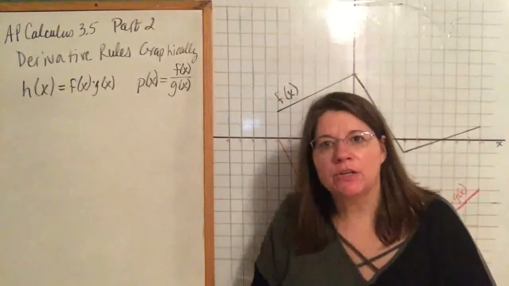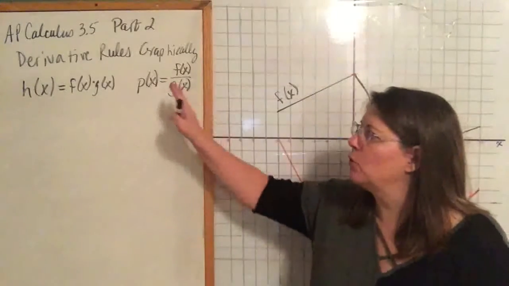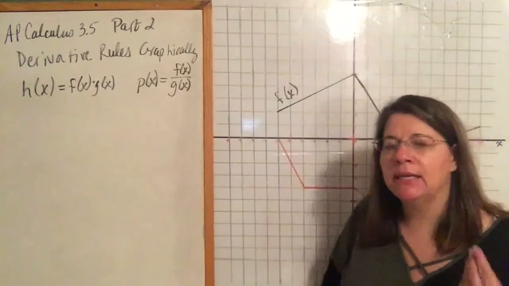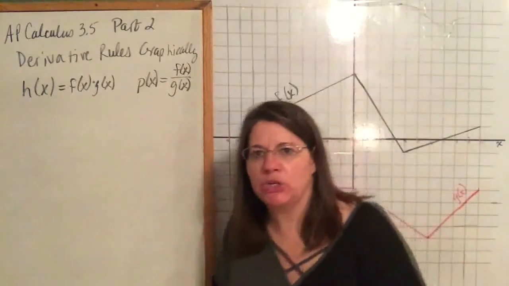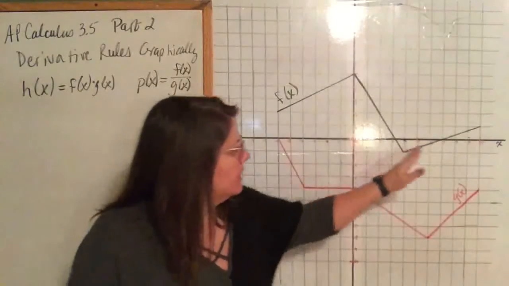This is AP Calculus 3.5 Part 2. What we're going to do now is talk about derivative rules graphically. In a problem like this, they're going to give you a couple of different graphs, and hopefully you can see these graphs well enough up here.